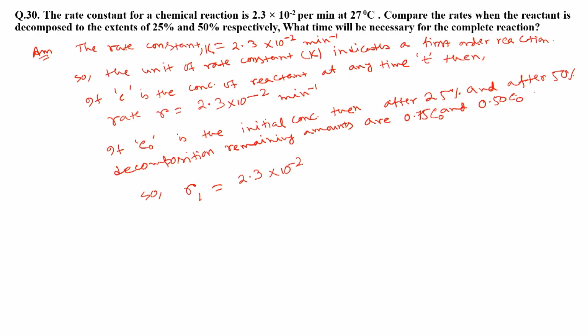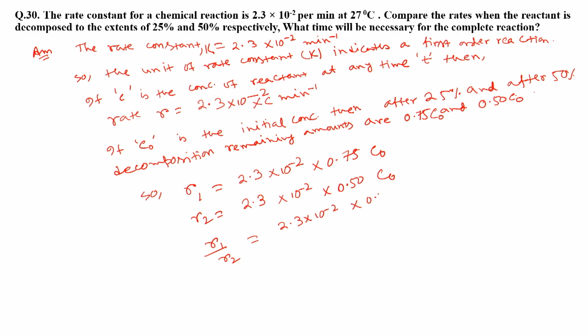2.3 times 10 to the minus 2 times 0.75 C naught. Okay, so you need to multiply this with C actually. Okay, so this is C naught. And then R2 is 2.3 times 10 to the minus 2 times 0.5 C naught. So, R1 by R2 is 2.3 times 10 to the minus 2 times 0.75 by 2.3 times 10 to the minus 2 times 0.50. So, we get 1.5, the common factors get cancelled.